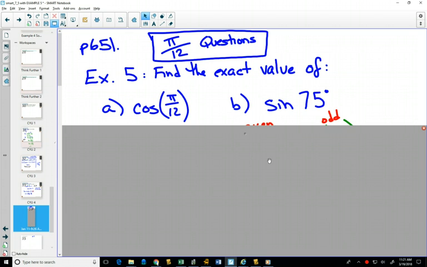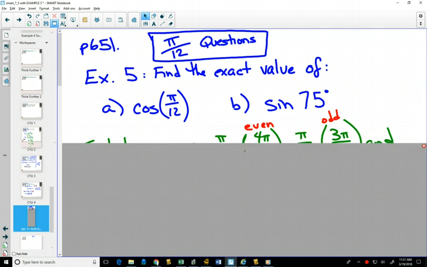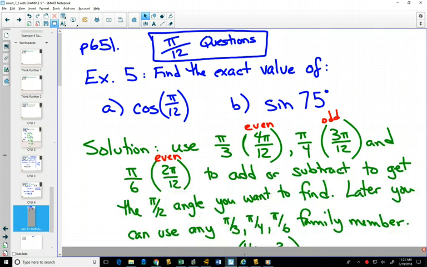So on the exam you get, find the exact value of cos of pi over 12. Well, how do we do that? Because it's not on our unit circle. How can we use what we know to figure that out? And the solution that we're going to use is our alpha plus beta formulas and the values that we already know from our unit circle.